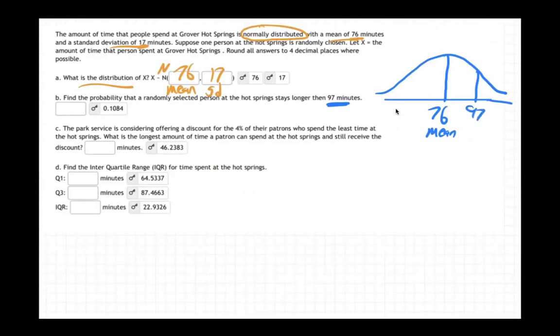Now, which way am I going to shade? Shade whatever it says. What does it say? Longer than 97. So that's going to be to the right. Do you see that? Why? Because longer is to the right, bigger numbers. Longer is to the right, because remember, the numbers get bigger, like 98, 99. People stay longer than 97 minutes. So if you grab somebody random, what's the chance they're going to stay longer than 97? That means to the right of 97, not the left.